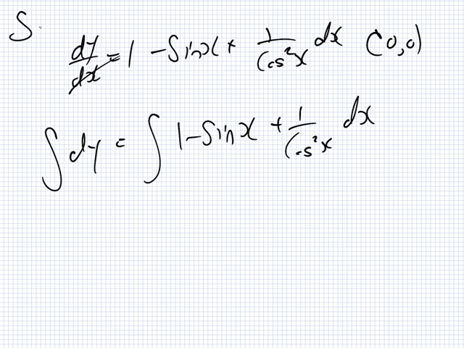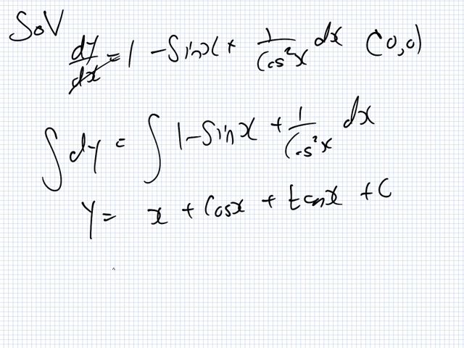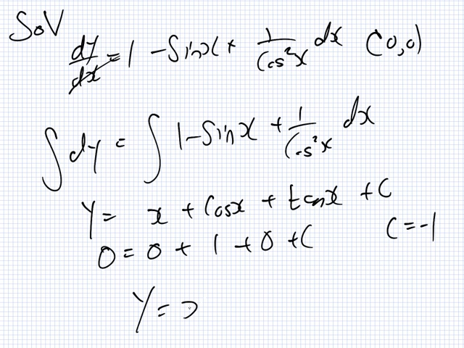Separation of variables is the name of this method. So that becomes y, that becomes x, that becomes cos x, and that becomes tan x, plus c. Y is 0 when x is 0 means we should have 0 at 0. Cos 0 is 1, so it means that c should equal minus 1. So I get y equals x plus cos x plus tan x minus 1 then.